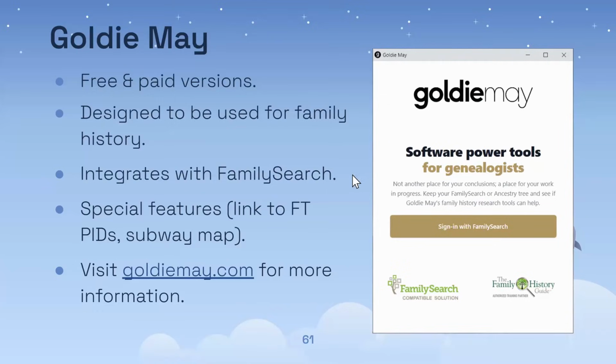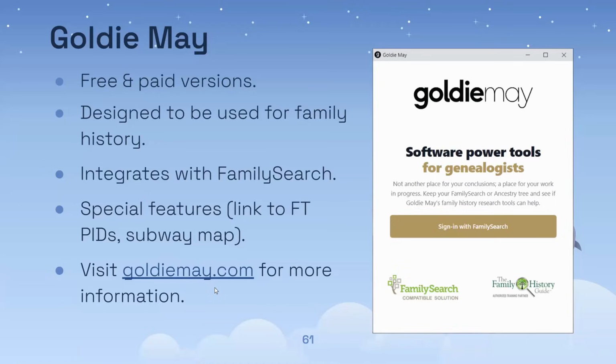It integrates with FamilySearch. It has special features such as the ability to link to family tree PIDs. If you just enter the PID, it creates a clickable link that allows you to go straight from Goldie May to family tree. It's pretty cool. They also have a subway map that plots out locations and lets you see, oh, all the kids were born in Cranwell, Lincolnshire, except this one that was born in Scandinavia. That's probably not a kid that belongs in this family. So the subway map makes it easy to tell when there's anomalies.